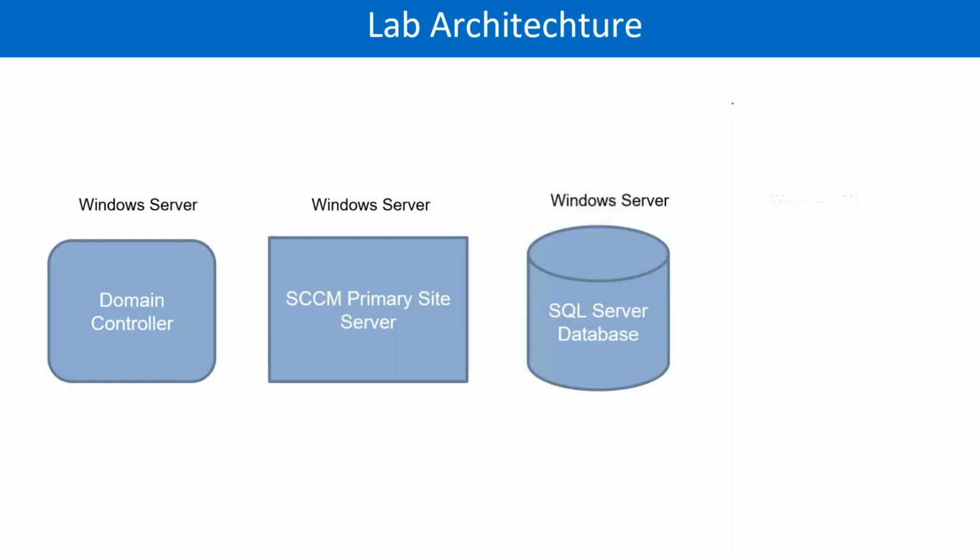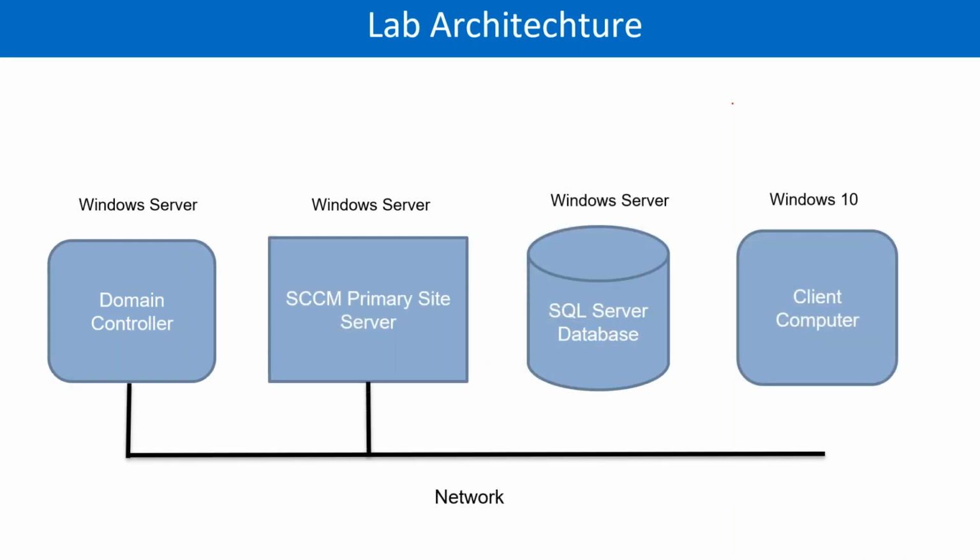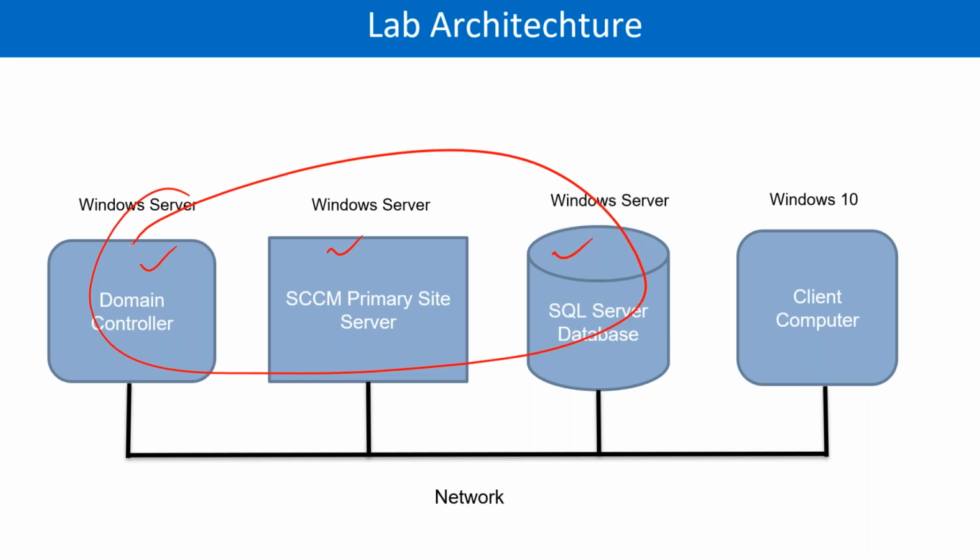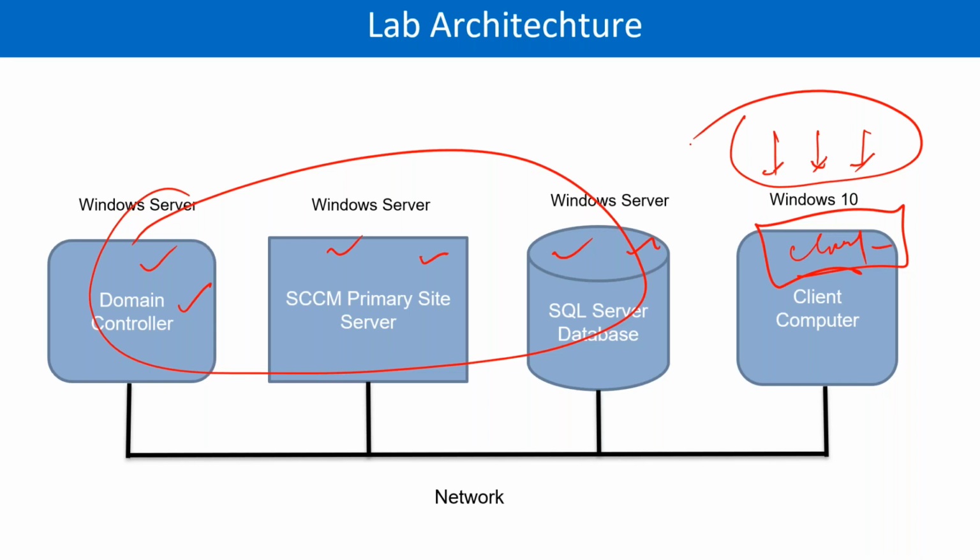Now the lab architecture will be like this. You will have three servers and one client computer. These three servers will be on three different hardware, I mean, you will have three separate computers. One will be the domain controller, second the primary site, third your database, and the last one will be your client computer. This is a Windows 10 computer, where we will be deploying applications and patches and operating system, performing all the tasks on this box. All will be on the same LAN network so that they can talk to each other.